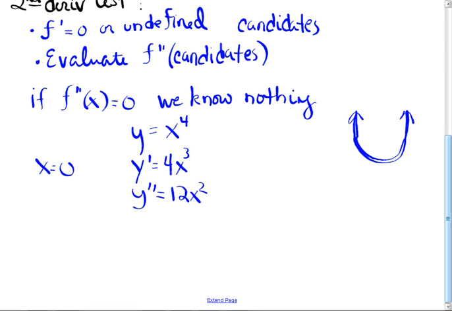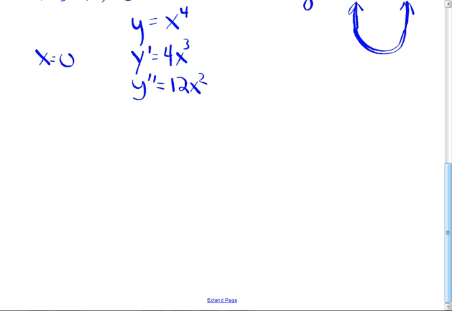So could it possibly be an inflection point? Do we have an inflection point there? You remember what we have to have for inflection points? Yes, two signs. The second derivative. An inflection point.